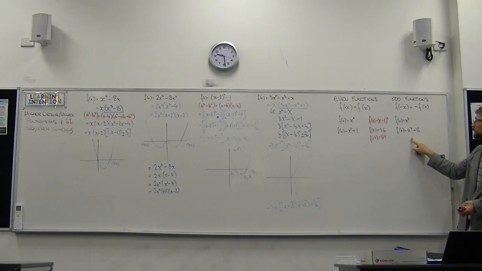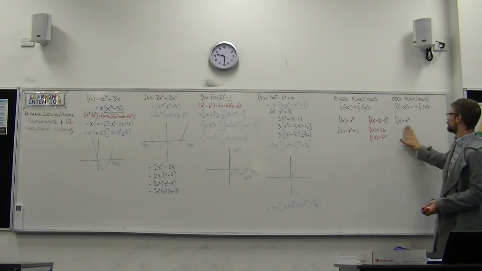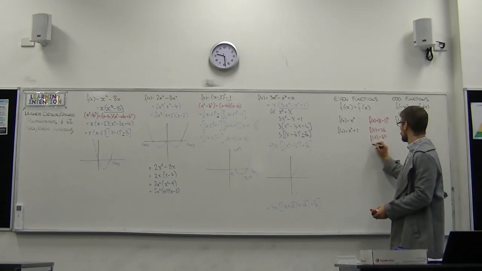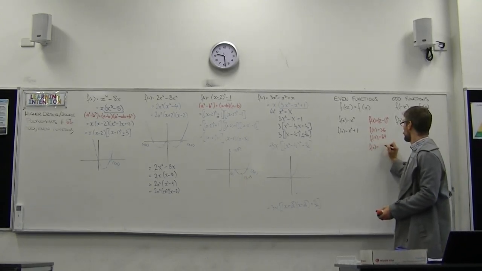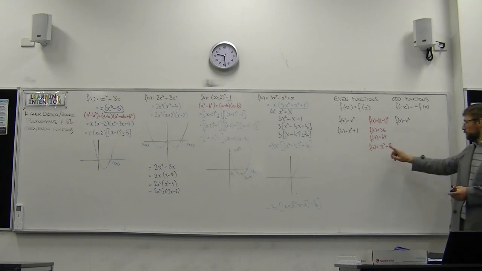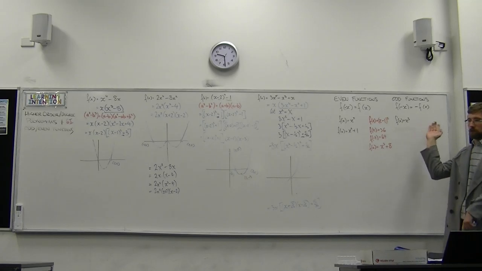Negative 2 cubed. Oh, wait, no, this isn't going to work, of course, because I didn't think about what I was doing. That has to be the whole symmetric. 2 cubed plus 1 doesn't matter. Cool. Yeah, because if I put 2 in there versus negative 2, you just get totally different results.